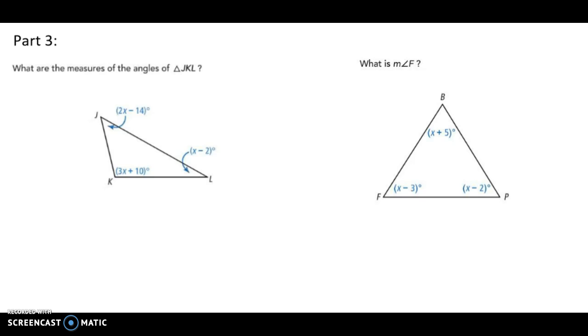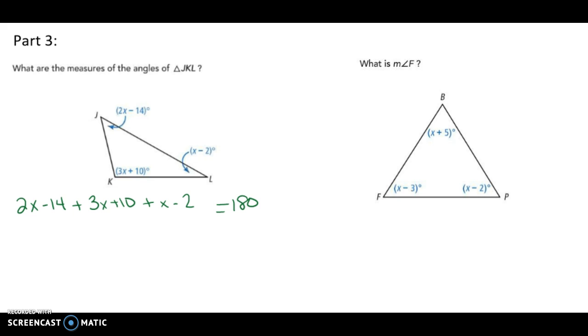Okay, so this part at the bottom of your paper is as hard as it gets. So we are going to take everything that we know and go ahead and apply it. So we know that this angle, J plus K plus L, all three are going to add up to be 180 degrees. So I'm just going to go ahead and write it all out. So I have 2x minus 14, plus I'm going to add 3x plus 10. And then I'm also going to add x minus 2. And all of that's going to equal 180.